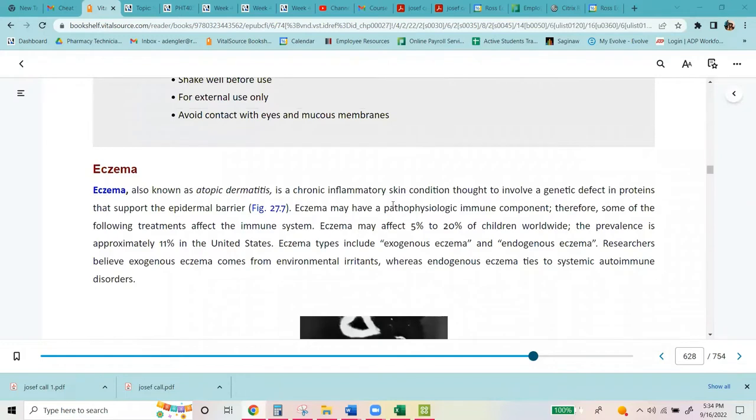Eczema, also known as atopic dermatitis, is a chronic inflammatory skin condition thought to involve a genetic defect in proteins that support the epidermal barrier. Eczema may have a pathophysiologic immune component, therefore some of the following treatments affect the immune system. Eczema may affect 5 to 20% of children worldwide, and the prevalence is approximately 11% in the US.